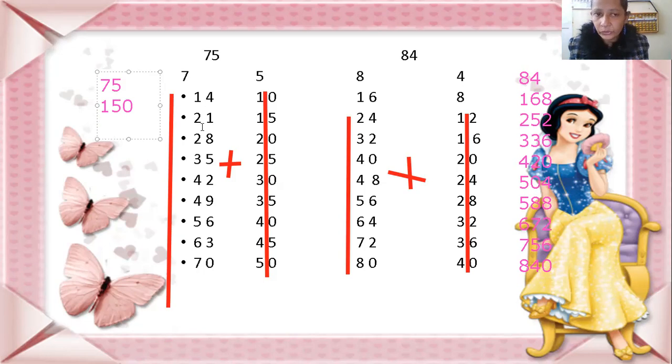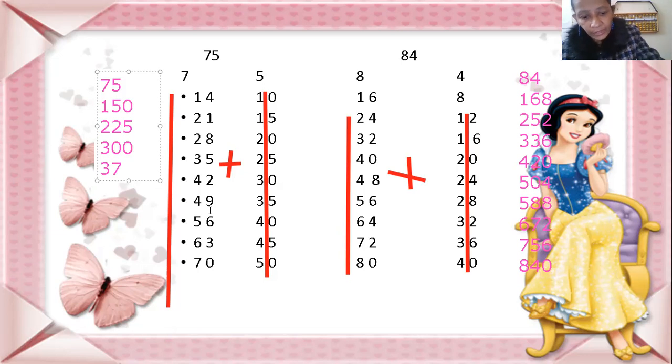Next, which numbers are in the line between? In the line between is 21 plus 1. 21 plus 1 is 22, so 22 you will write down here. 5 you will write down here as it is. Next you see, which numbers are in the line between? 28 plus 2. 28 plus 2 is 30, so you will write 30 here, and with 30 there is 0, so 0 you will write down here as it is. Now next you see, which numbers are in the line between? 35 plus 2. 35 plus 2 is 37. 37 you will write down here, and 5 is here with it, so you will write it down here.